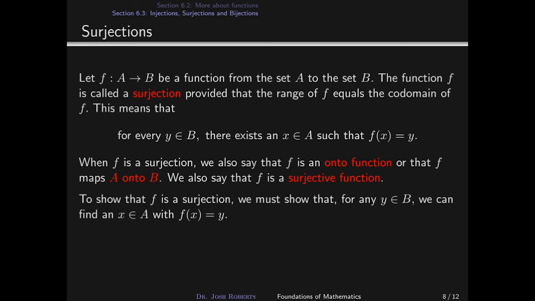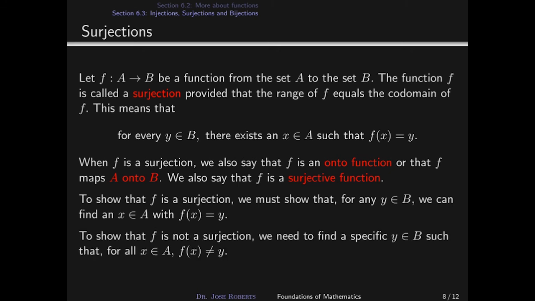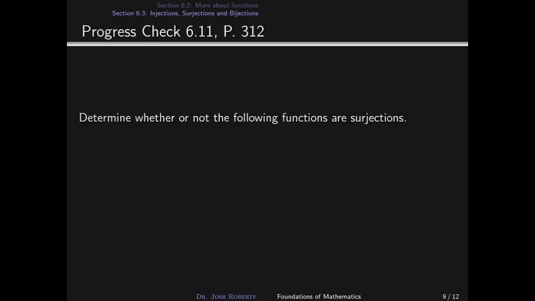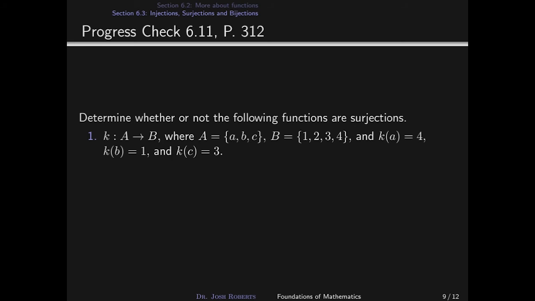To show that f is a surjection, we have to show that for any y in B, we can find an x in A such that f of x is equal to y. To show that f is not a surjection, we've got to find a specific y in B such that for every x in A, f of x is not equal to y. So we're going to do some examples of how this works. All right, so let's start out with this one, with some finite sets. I'm going to do the first one. I'm not going to do the second one. I'll leave that one for you all.